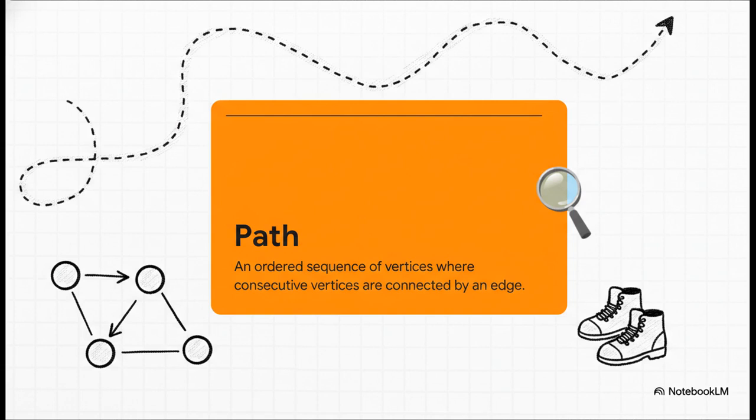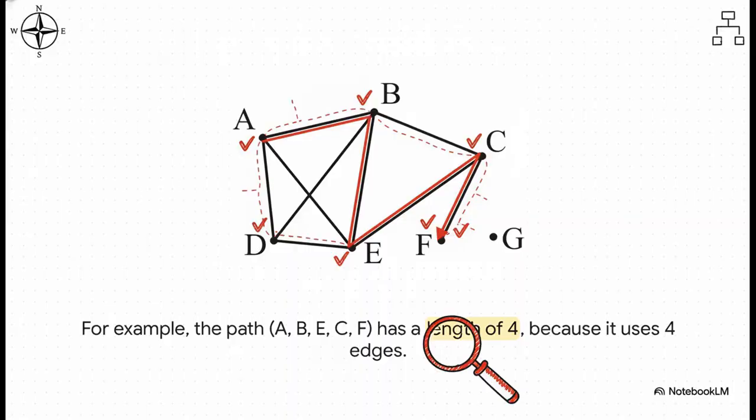The next really big idea is a path. And a path is exactly what it sounds like. It's just a way to get from one vertex to another by hopping along the edges. It's basically a journey through the network. For instance, let's say we want to get from vertex A all the way over to F. One way to do it is to go from A to B, then from B to E, then to C, and finally landing on F.